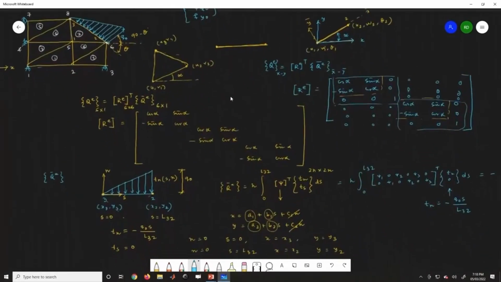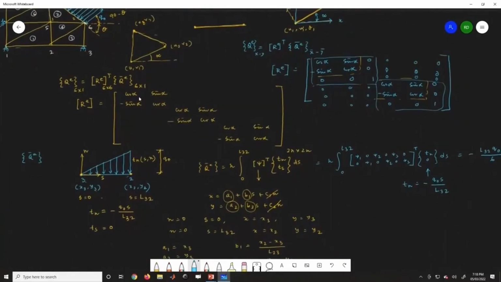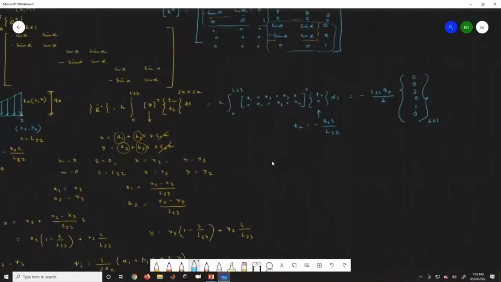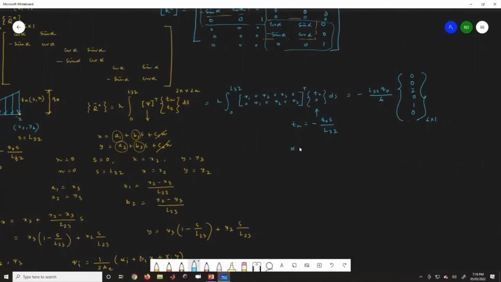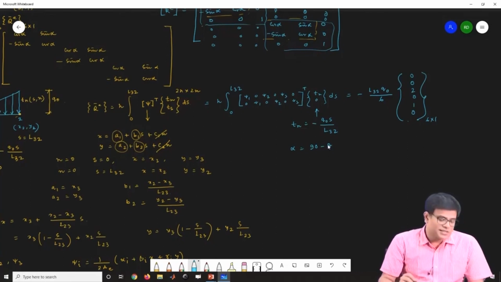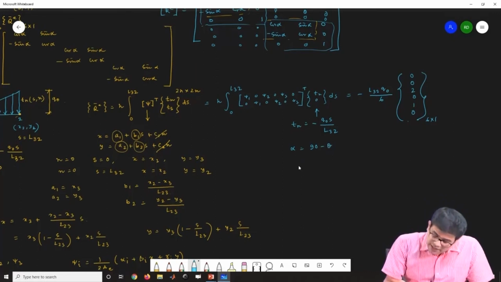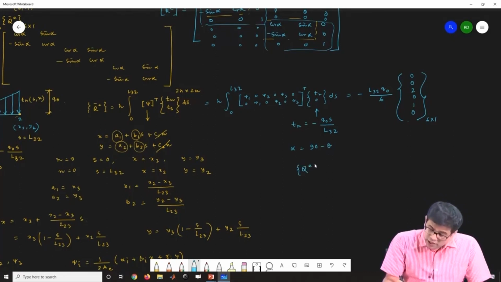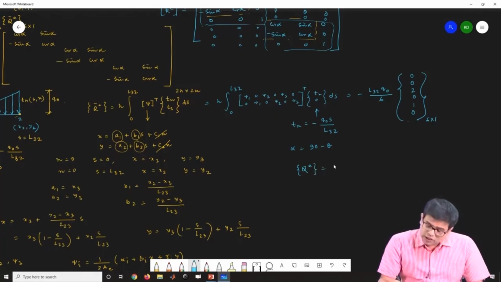So naturally, if I substitute alpha equals 90 minus theta, then I have cos alpha, sin alpha, minus sin alpha, cos alpha. Once I do that, that is your Q bar. QE is your rotation matrix transpose into Q bar E.